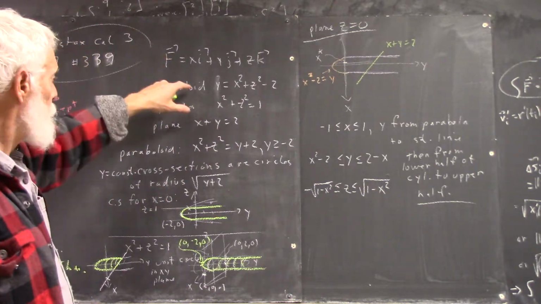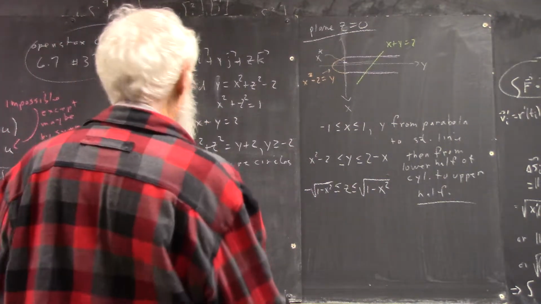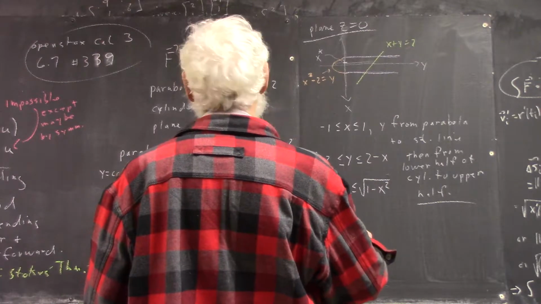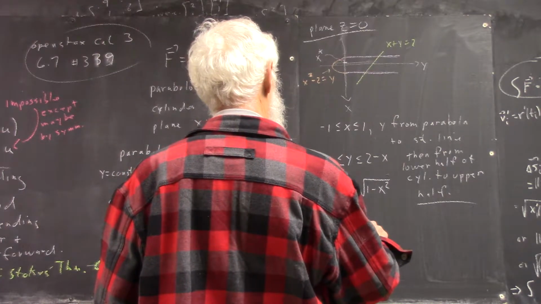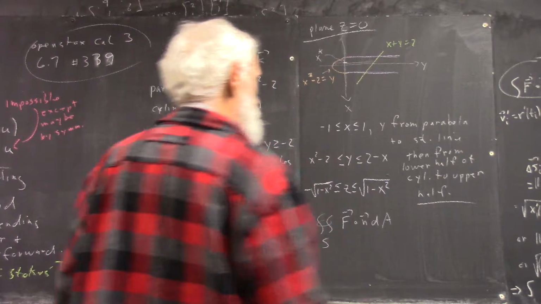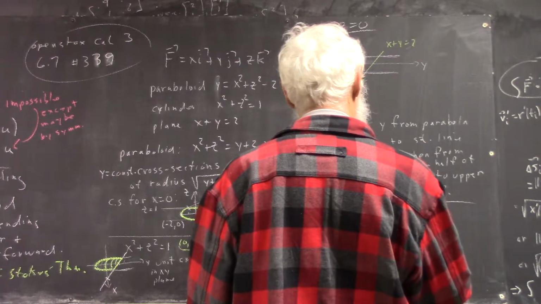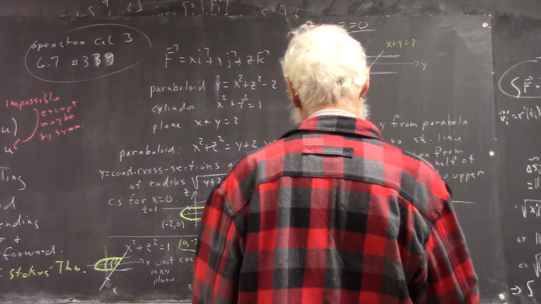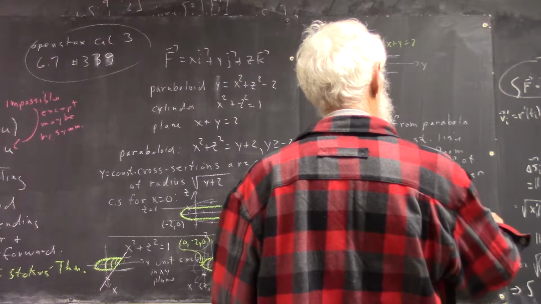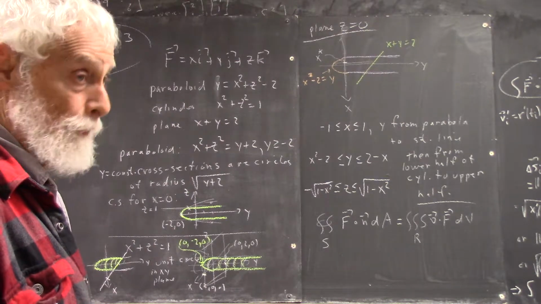Now what we're integrating is the normal component of this over the surface, right? So we can say now that our integral over the closed surface of f dot n with respect to area is equal to our triple integral over the region of del dot f dv, right? And what's del dot F?